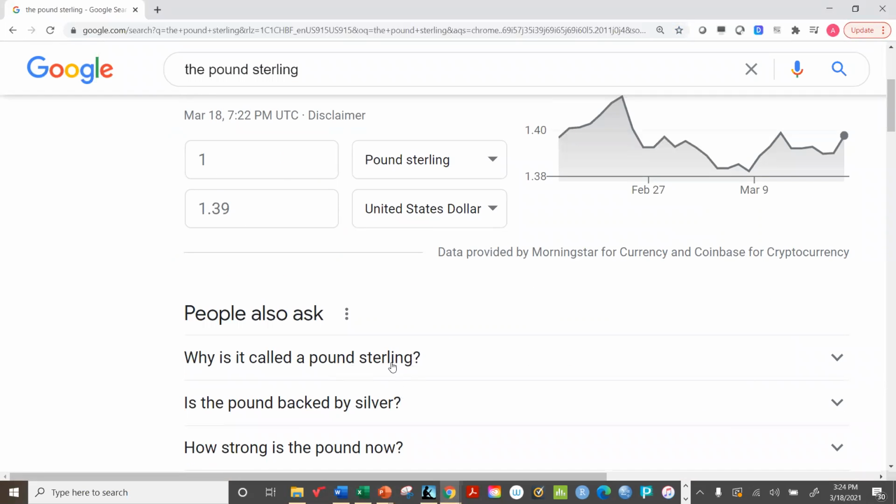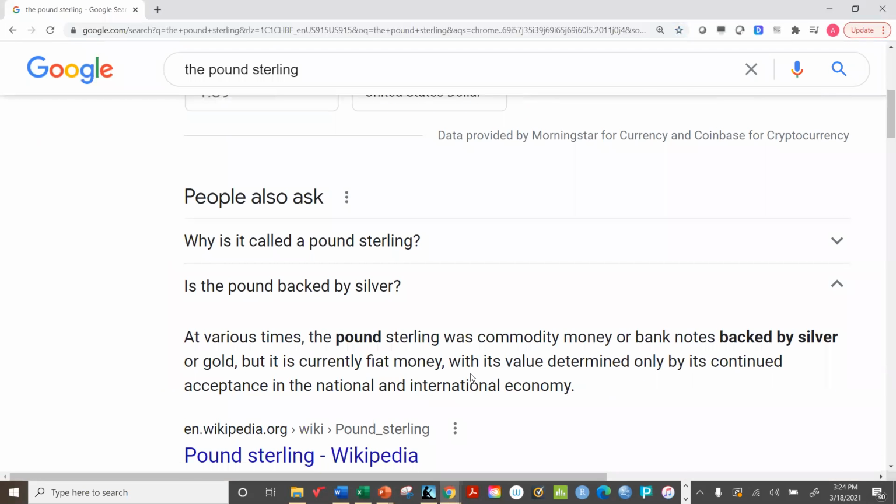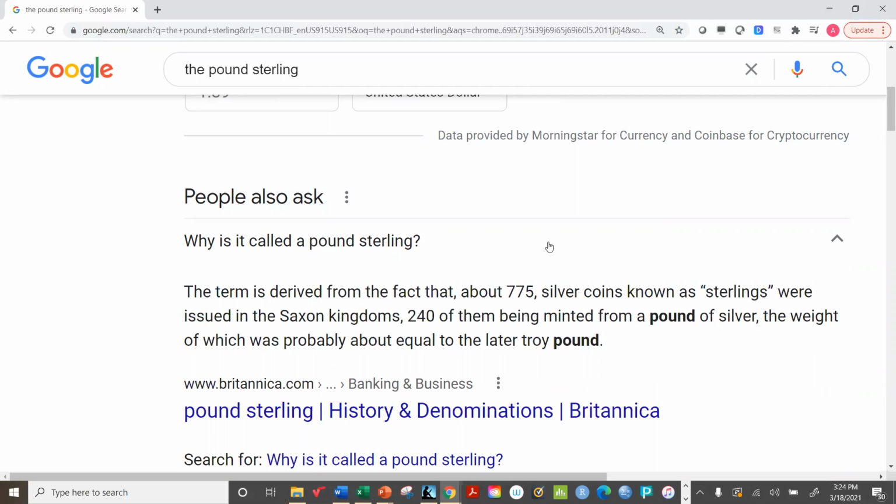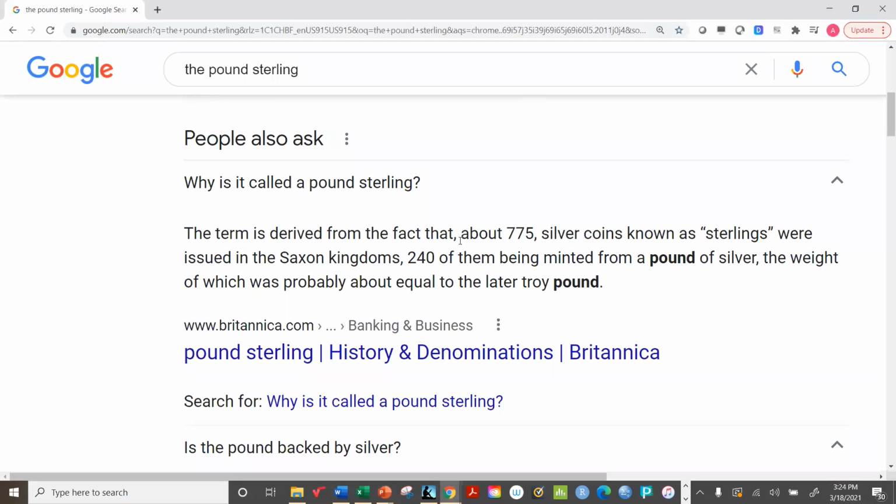Now, of course, as you can probably tell, the name was taken from a time in its history when pounds were actually silver. And it says it right here. It's derived from the fact that in the year 775, silver coins known as sterlings were issued by the Saxons. 240 of them were made from a single pound of silver. And so that means the British pound for many, many years was worth 240 pence. It came from the system where the pounds were actually made from a pound of silver. How do you like that?